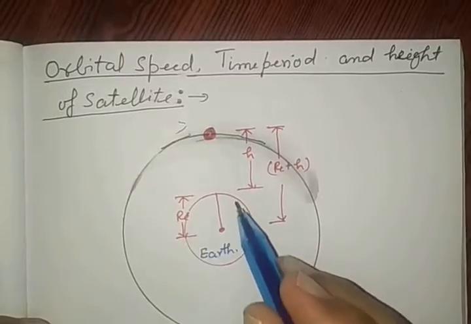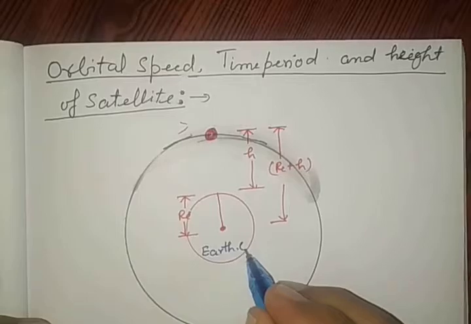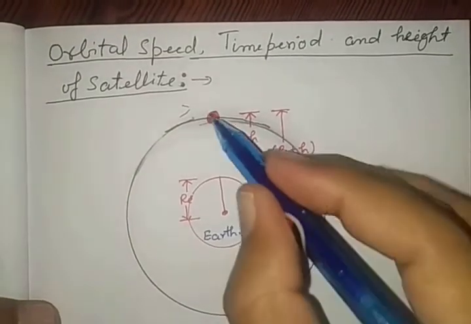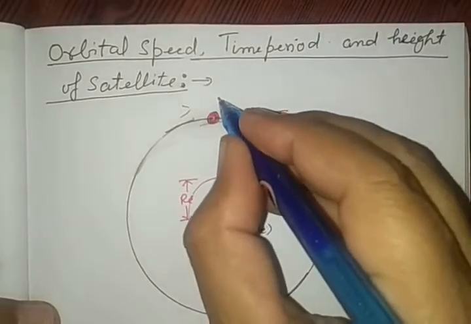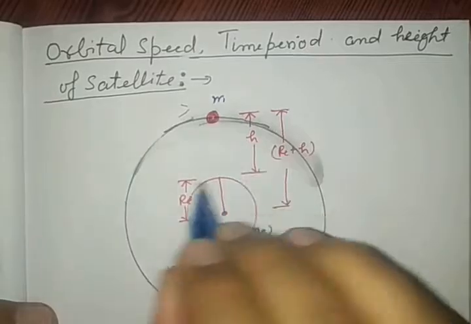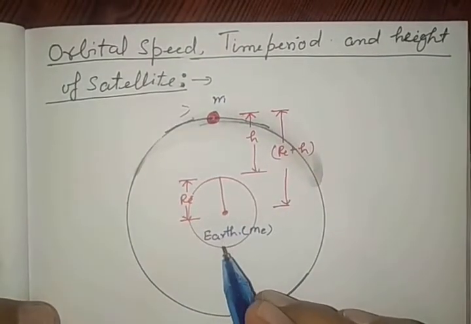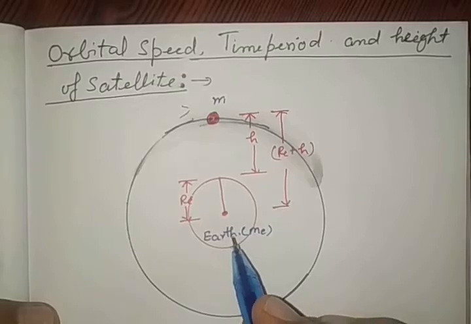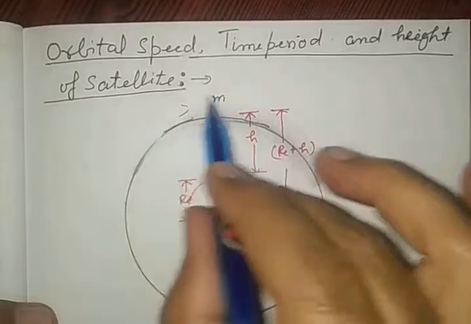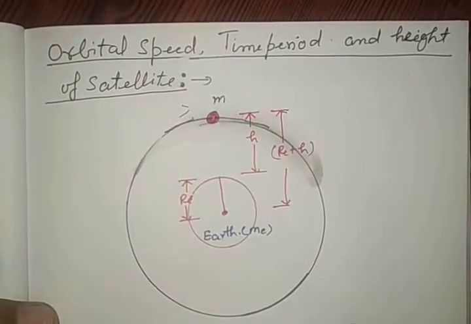in the diagram having radius RE and mass ME. A satellite having mass m moving around the Earth here. We know satellites revolve around the planets. So our mother planet is Earth and the satellite is revolving. The natural satellite is the moon.